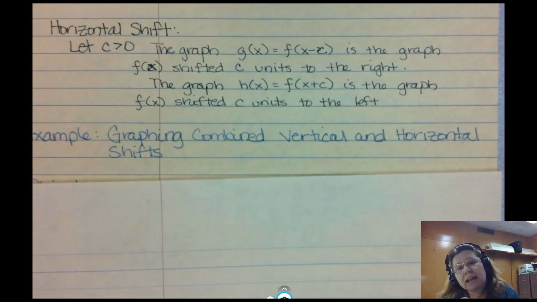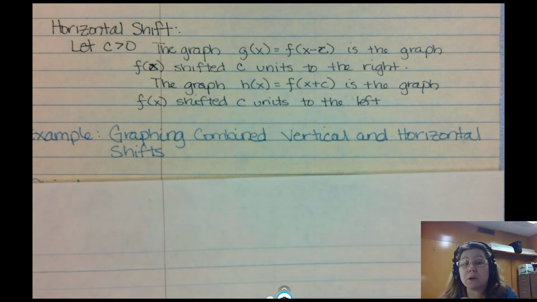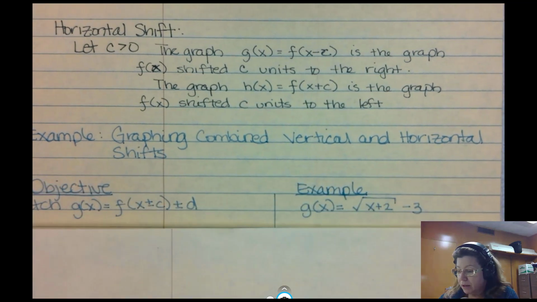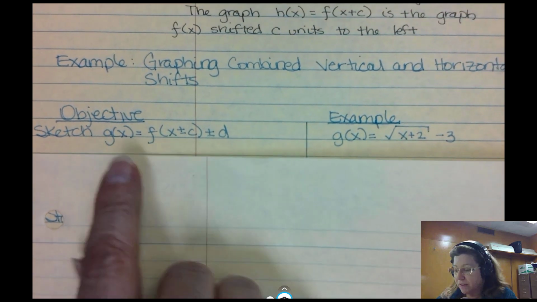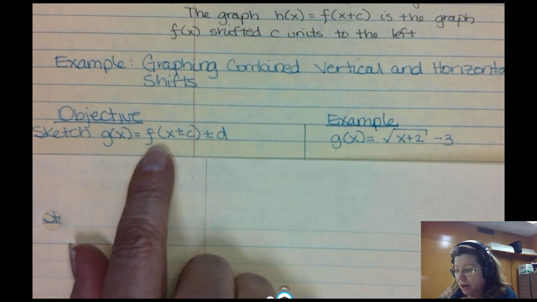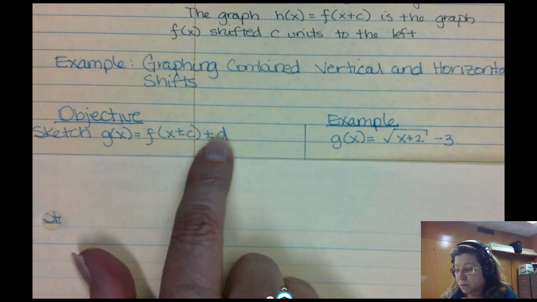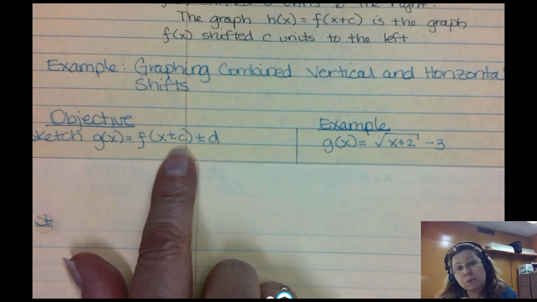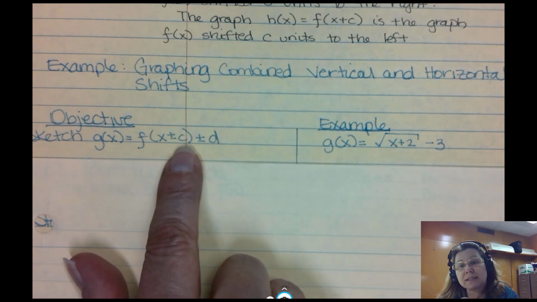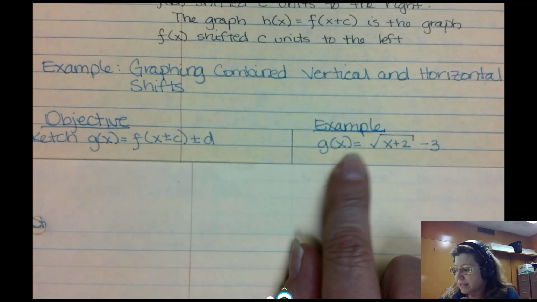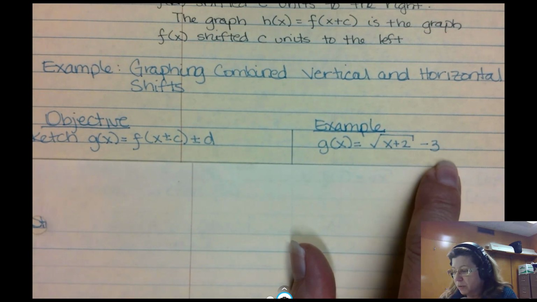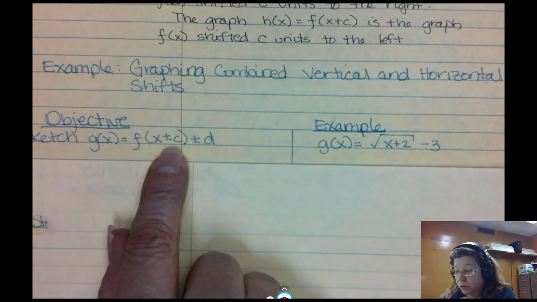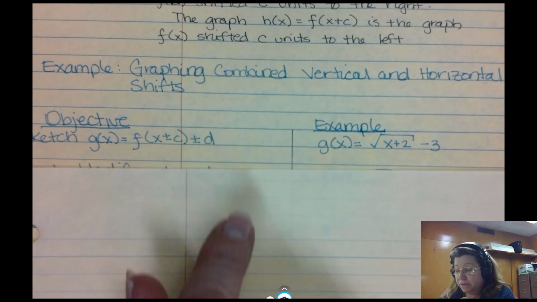So let's look at something combined, not only vertical but horizontal shifts in the same problem. So here we go. We want to sketch the graph of g of x, which looks like f of x plus or minus c, plus or minus d. This plus or minus d is on the outside of the parentheses. The plus or minus c is on the inside of the parentheses. So here's an example. G of x equals the square root of x plus 2 minus 3. The first thing we want to do is identify the c and the d. Remember, the c is the horizontal shift and the d is the vertical shift.